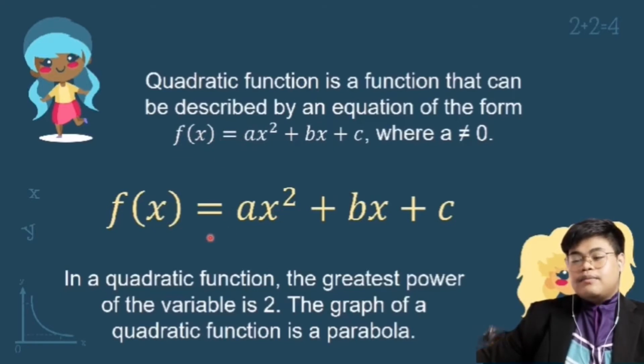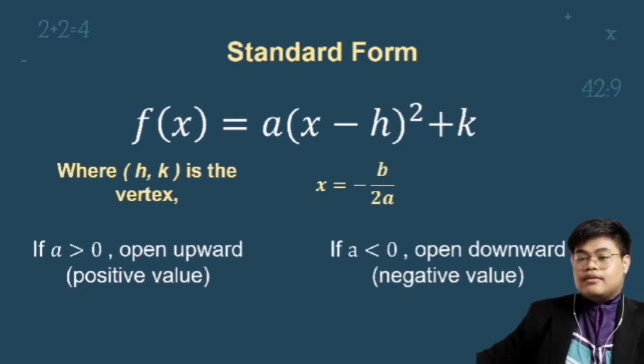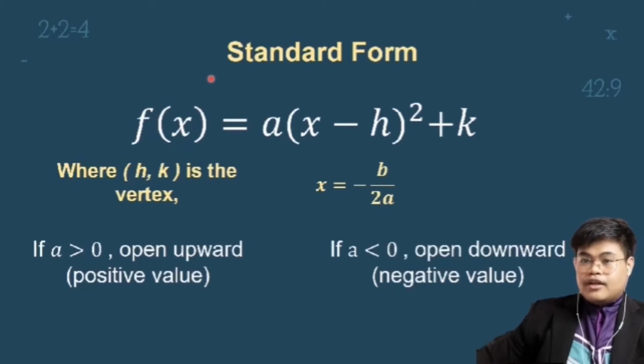And the graph of quadratic function is the parabola. So I will show you later the shape of the parabola. So before this, that's the general form of the quadratic function. And then is the standard form of quadratic function, which is f(x) equal to a(x minus h) squared plus k, where (h, k) is the vertex. Okay, and if a is more than 0, or we can say that it's a positive value, the graph will be open upward. And if a is less than 0 or negative value, the graph will be open downward.